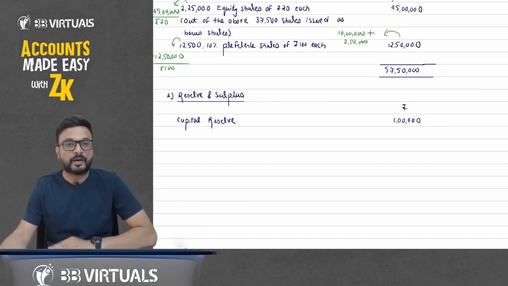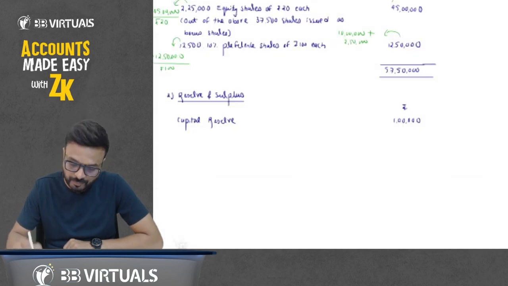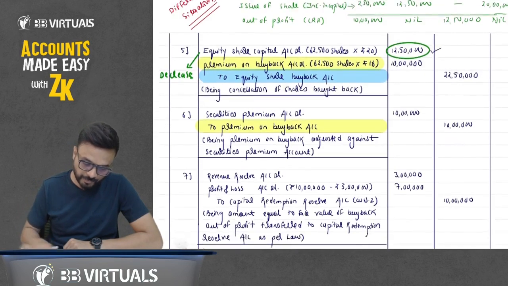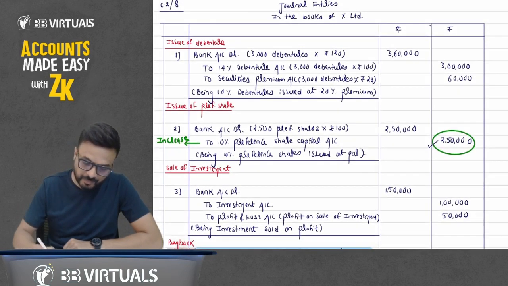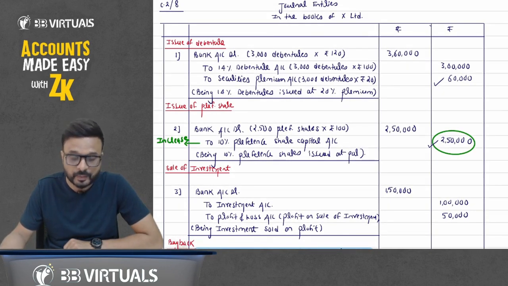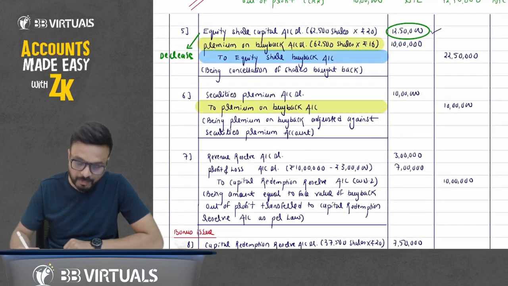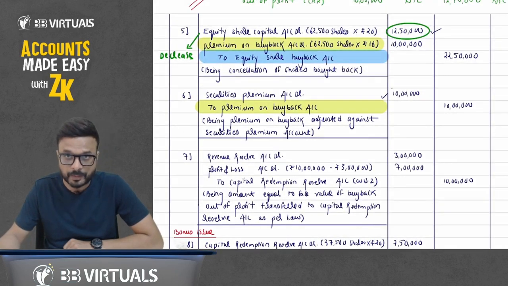Now after this, the securities premium account, which is given as 12 lakh. We'll do the adjustment because we have utilized the securities premium account somewhere. You can see in the journal entries, in the first entry, we have credited securities premium account by rupees 60,000. And we have also utilized securities premium to write off premium on buyback, that is 10 lakh rupees. So write it down there.